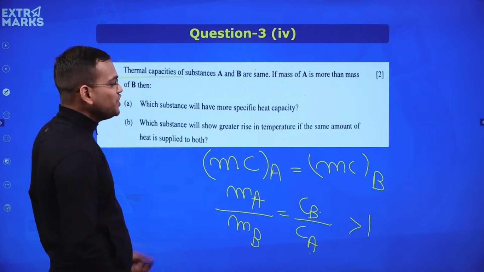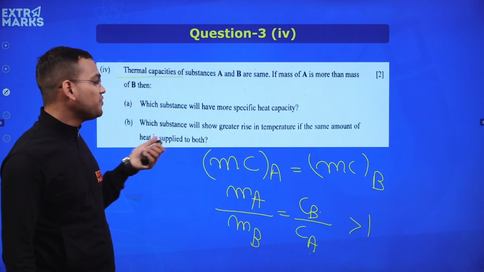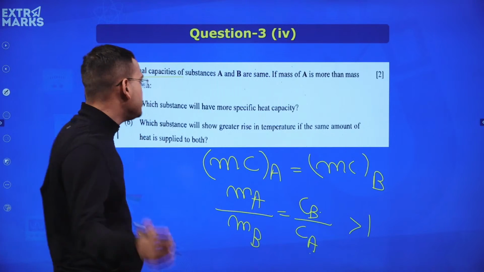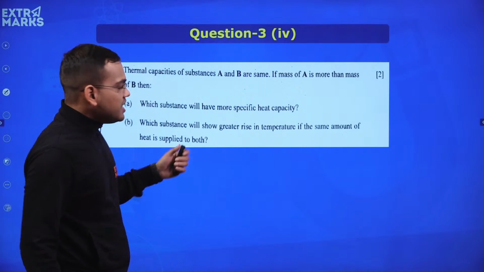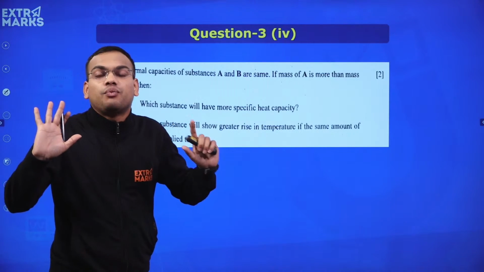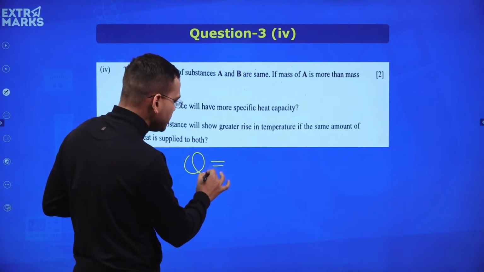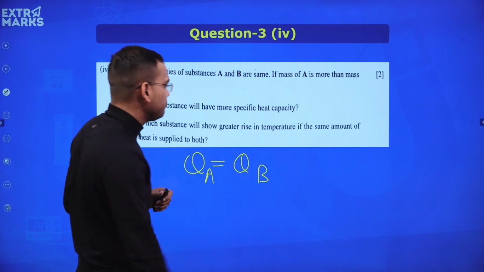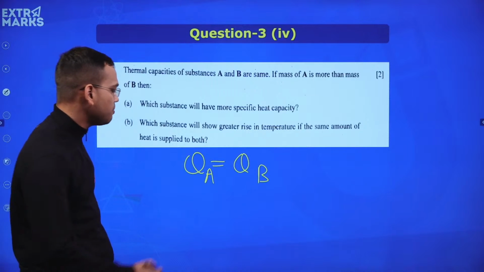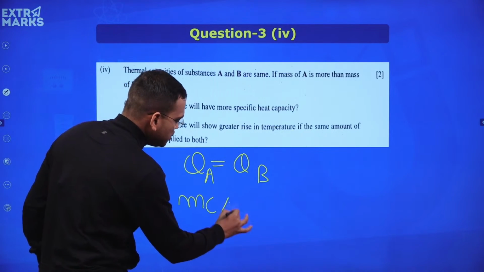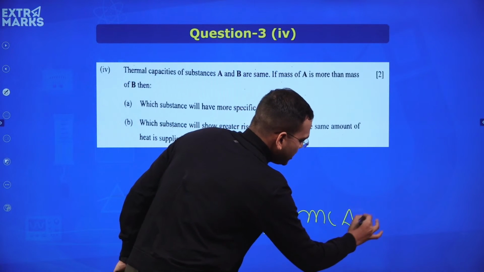Now, which substance will show greater rise in temperature if the same amount of heat is applied to both? Okay, understand. Same amount of heat is applied. What is applied which is same? Heat applied is same. Q applied is same. Q for A is Q for B. So M into C into delta T of A equals M into C into delta T of B.